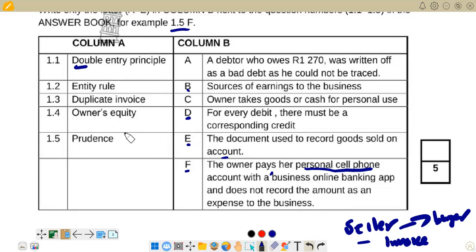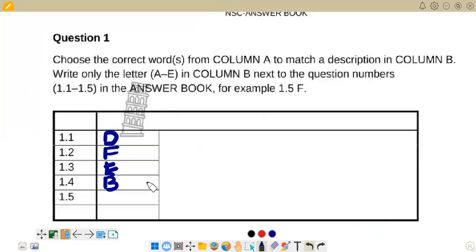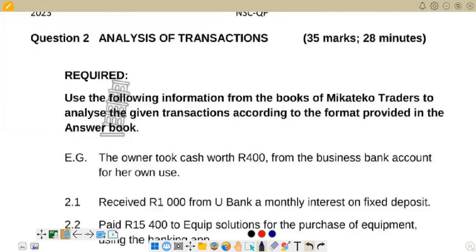So for 1.5, the most appropriate answer is A. So here we have got our A for 1.5. That's what we have for the first part of the question. We can move on to the second part of this question. This is question 2.